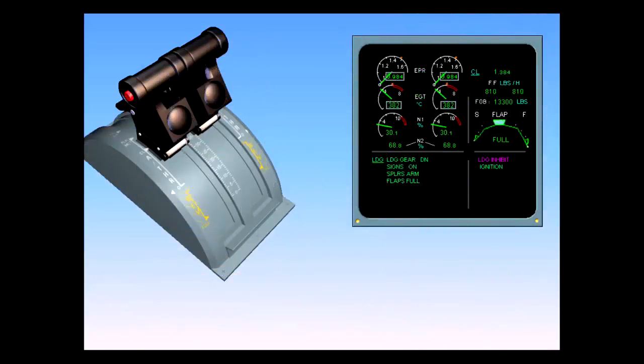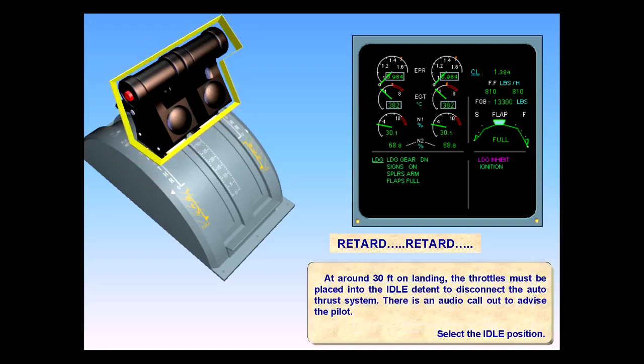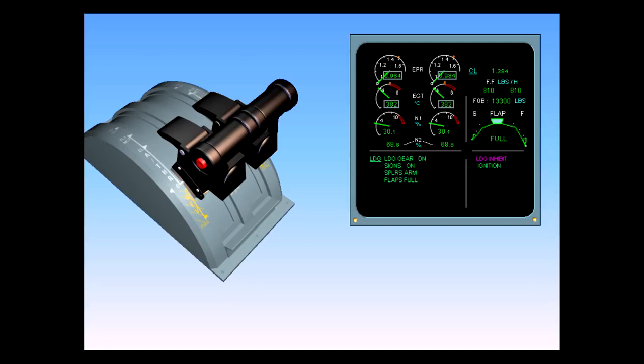At around 30 feet on landing, the throttles must be placed into the idle detent to disconnect the autothrust system. There is an audio call-out to advise the pilot. Select the idle position. After touchdown, reverse should be immediately selected to aid the deceleration of the aircraft. Apply the reversers.